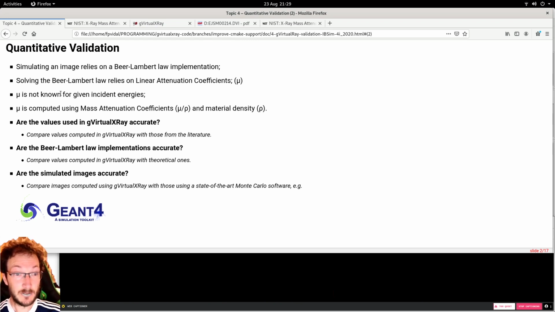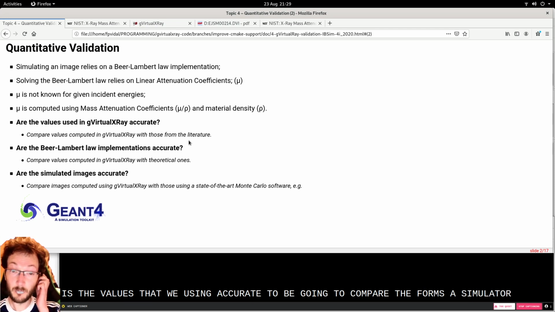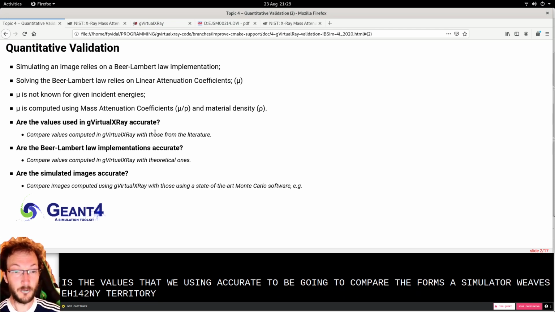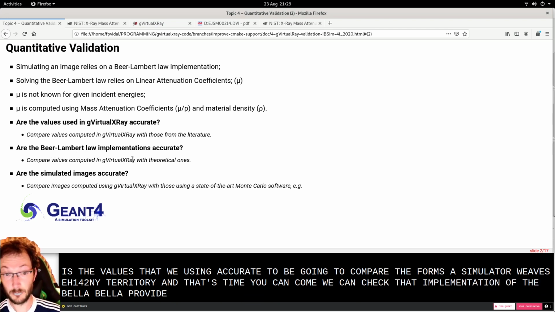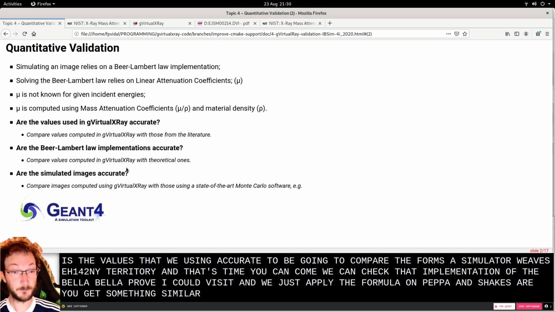So mu depends on the energy, mu divided by rho doesn't. First thing we need to know is, are the values that we're using accurate? We're going to compare the one from the simulator with the one from the literature. Once that's done, we can check that our implementation of the Beer-Lambert law provides good results, and we just apply the formula on paper and check that we get something similar.